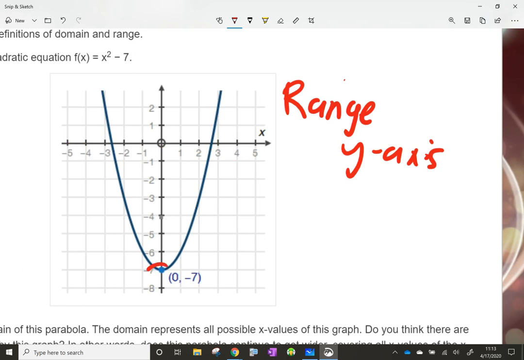So on the y-axis, the lowest this is going to get is -7. It does not exist anywhere below -7. There's never going to be any part of the graph that goes below that line. So it does have a lower boundary or lower limit at -7.